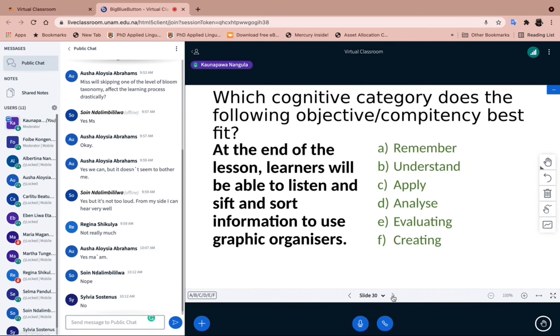All right, so the first one. Which cognitive category does the following objective or competency best fit? So we have this objective. At the end of the lessons, learners will be able to listen, sift, sort information using graphic organizers, and then they categorize the information, and then you can write A, B, C, D, or E.